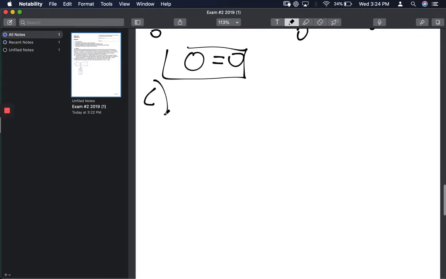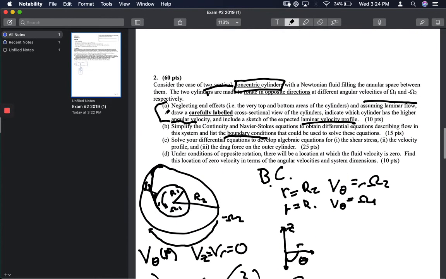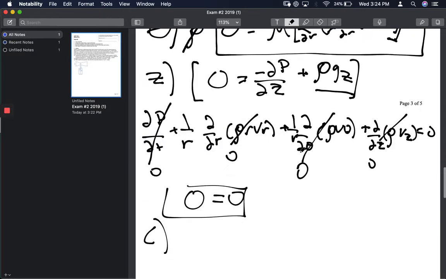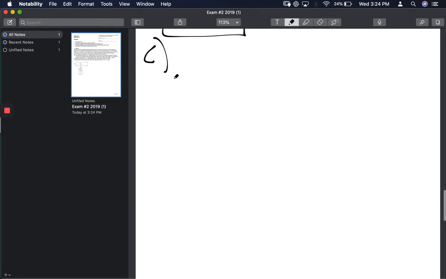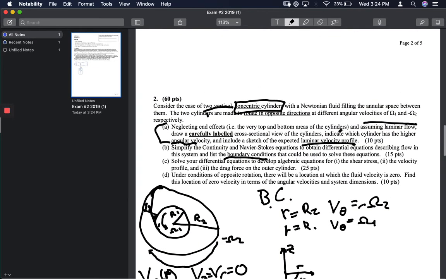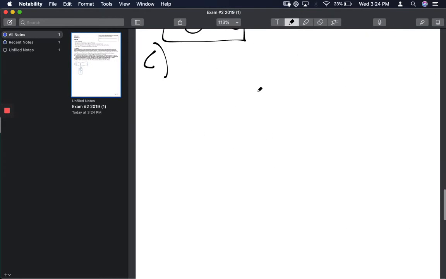So now if we move on to part C, which tells us to solve your differential equations to develop algebraic expressions for the shear stress, velocity profile, and the drag force on the outer cylinder. Okay, so a few tips on this one. First is that we can go through all of the math first to find the different things for shear stress, velocity profile, and the drag force on the outer cylinder without ever solving for the constants, and then we can go back at the end to solve the constants.